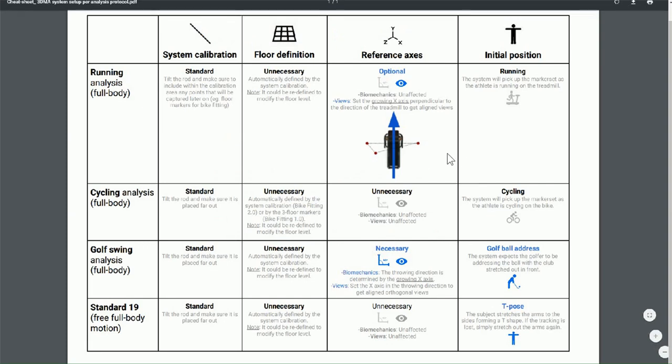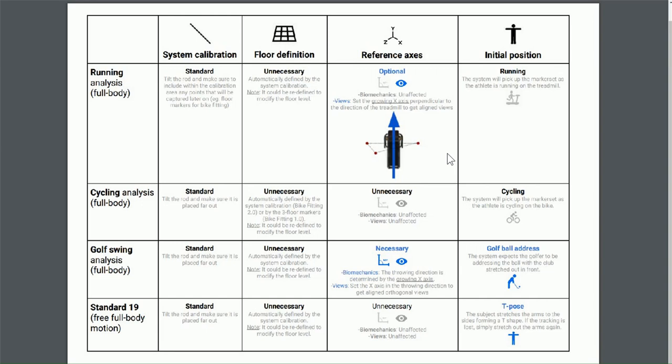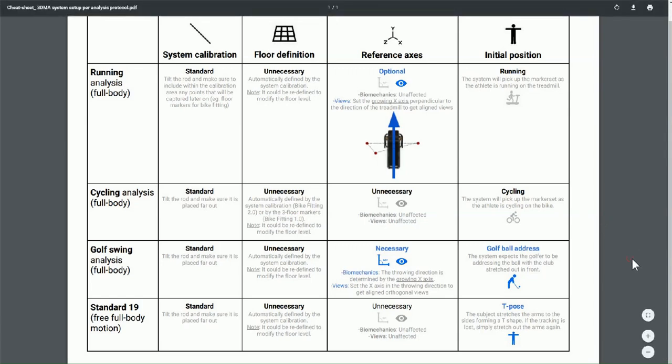Just a word on the initial positions. For running analysis, the system is just expecting the athlete to be running on the treadmill. Naturally, there's nothing special to be done. For cycling analysis, the same happens. So the system is expecting the cyclist to be riding on the bicycle.